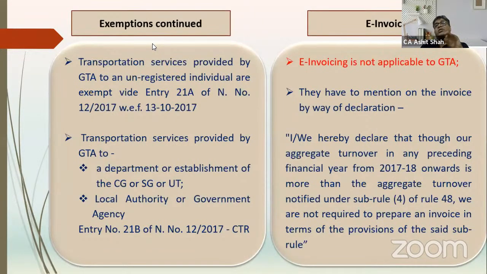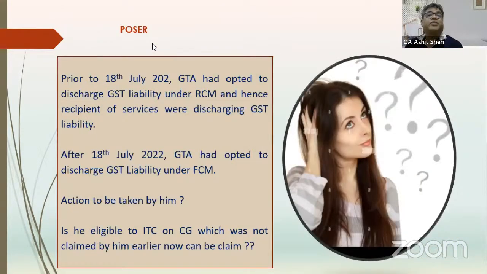There is a penalty prescribed under section 122. What is the penalty? 10,000 rupees or the tax evaded, whichever is earlier, under section 122. Here there is no tax evasion problem, so the penalty would be 10,000 rupees for non-compliance of the law. So 10,000 rupees per invoice penalty can be levied if the officer wants to. So one has to be very careful.